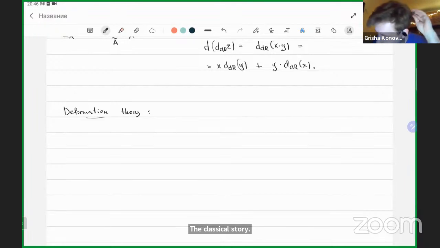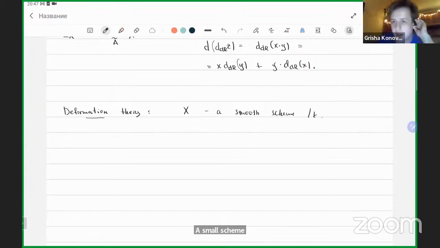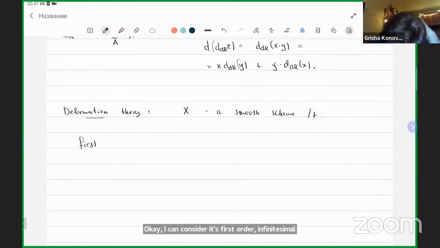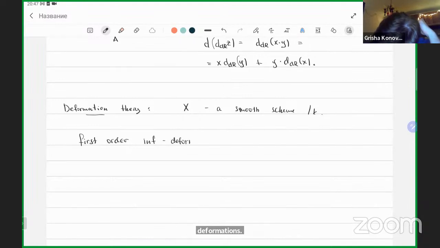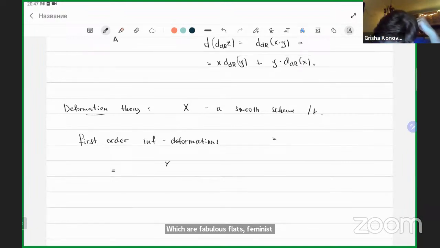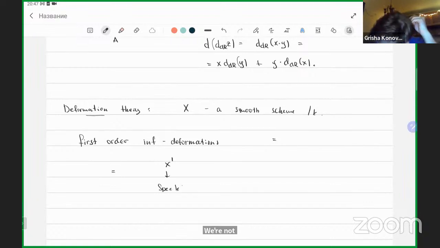So recall that if X is a smooth scheme over K, I can consider its first order infinitesimal deformations, which are flat families X prime over the dual numbers, such that X is isomorphic to the fiber at the point.